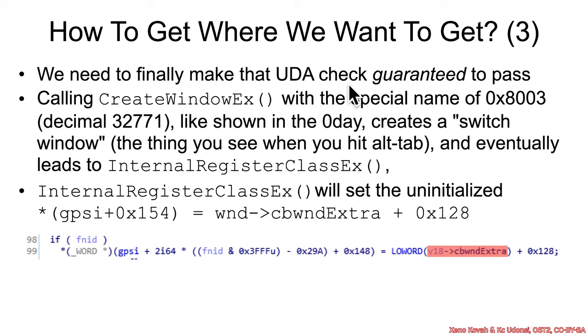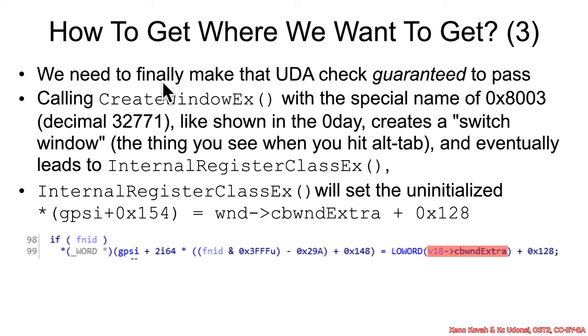Well, we need to finally make that OODA check guaranteed to pass, because right now with that uninitialized zero, it would not actually pass. In the original exploit code shown in the Kaspersky write-up, there was a special call to CreateWindowEx with a special name of hex 8003 or decimal 32771. Basically, if you call CreateWindowEx with that special name, it creates what's called a switch window. That's normally a sort of system window. It's the thing that comes up when you hit Alt-Tab on Windows to switch between different processes.